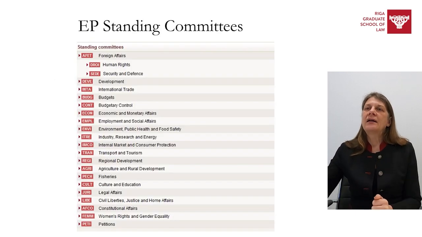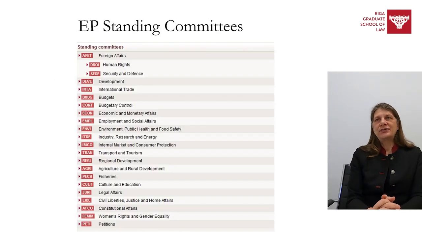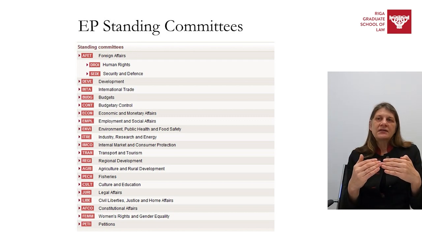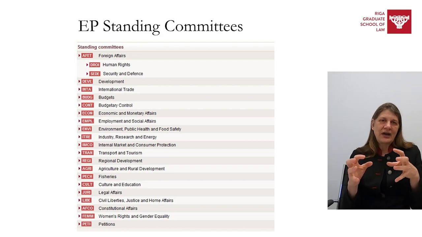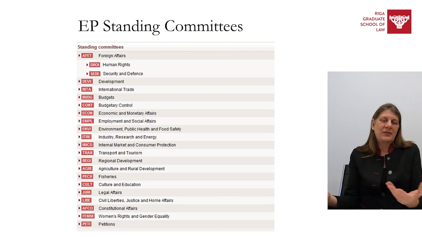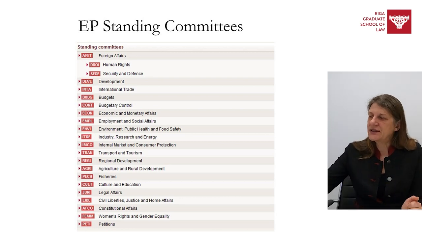So then I present to you the list of all possibilities that they can engage with. So the foreign affairs, development, international trade, just to name some of them. So also legal affairs, regional development, transport, industry, environment, and so on. So once the European Parliament members are elected, they also gain this chapeau, this affiliation with one of these thematic committees or several thematic committees.